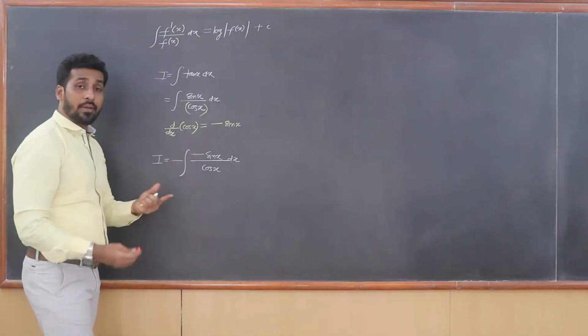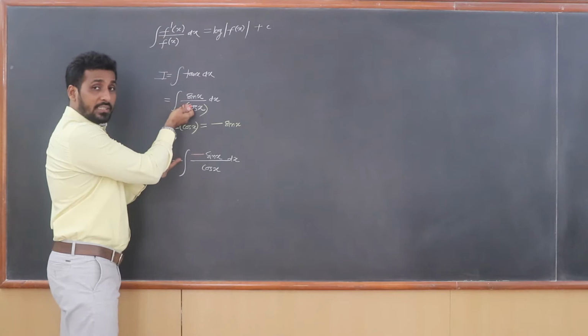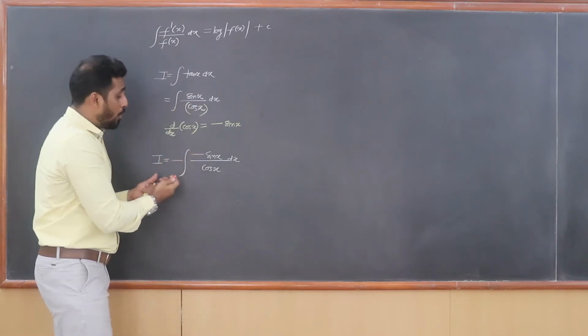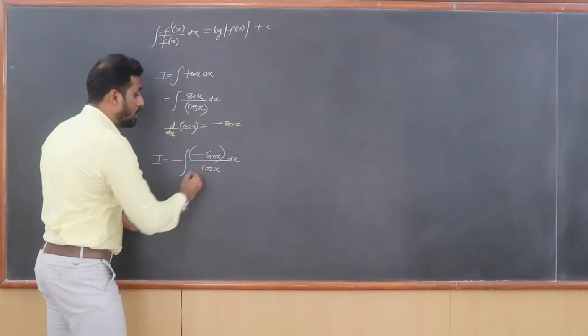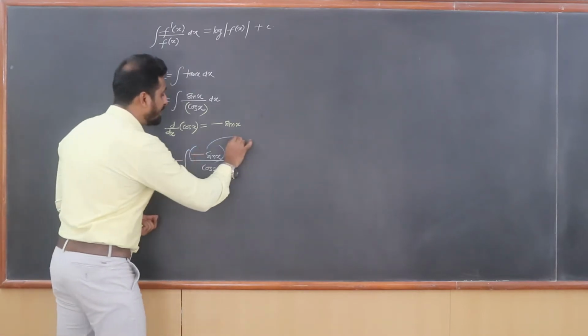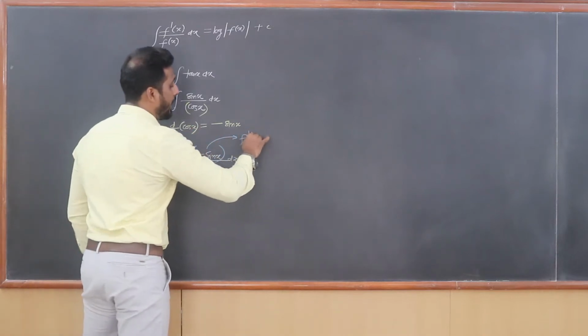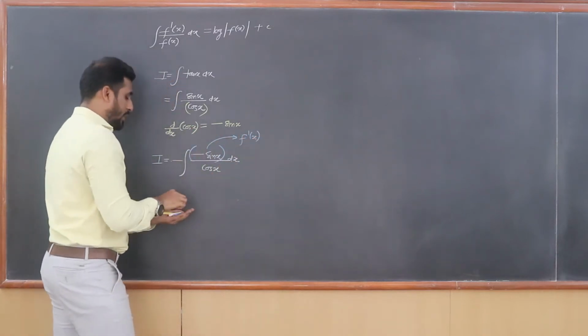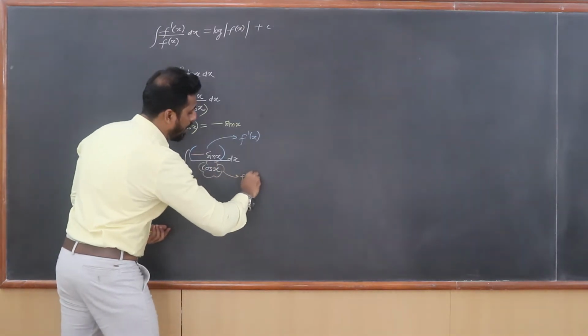So minus and minus became plus. That means there is absolutely no change in the previous step, isn't it? The previous step is again retained over here. But to my advantage now, if you observe, the numerator is what? Minus sin x. Is this the derivative of cos x? So this becomes my f1 of x, and the denominator, which is cos x, becomes f of x.